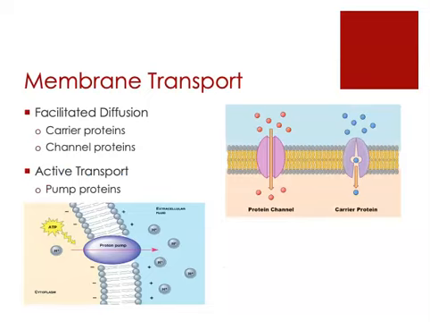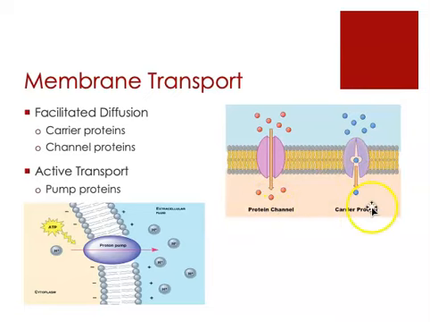Facilitated diffusion requires proteins. Active transport requires proteins. Facilitated diffusion involves two different types of proteins, depending on the molecule that's being carried across the membrane. Some of these are called carrier proteins. They are literally going to carry the molecule across the membrane. And the other ones are called channel proteins. Channel proteins have literally an open channel in the middle of the protein. They have a tunnel through them. And the molecule that's trying to cross the membrane is just going to pass through that tunnel.